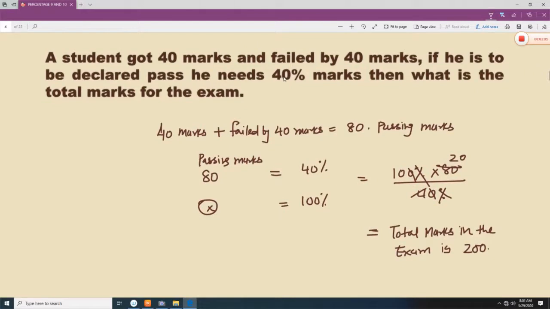A student got 40 marks and failed by 40 marks. If he is to be declared pass, he needs 40% marks. Then what is the total marks of the exam? So 40 marks he got and he failed by 40 marks. If he gets these 40 marks extra, then he could have passed the exam. So if 80 is the passing marks, then it is 40%. So 100% is how much? Then the total marks of the exam is 200.